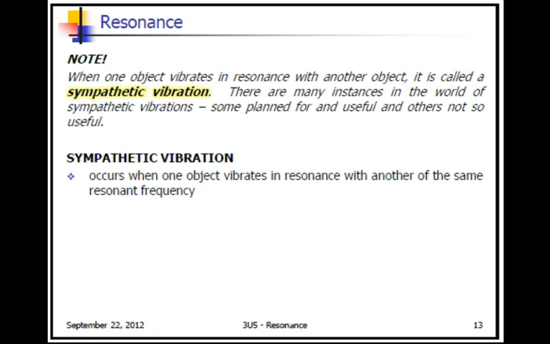When one object vibrates in resonance with another, so if we have two objects that are vibrating together with the same vibration, it's called sympathetic vibration. And there's lots of instances of sympathetic vibration. Some of these are useful and some of these are not useful, however.